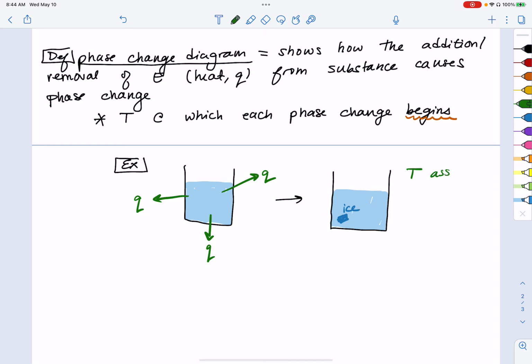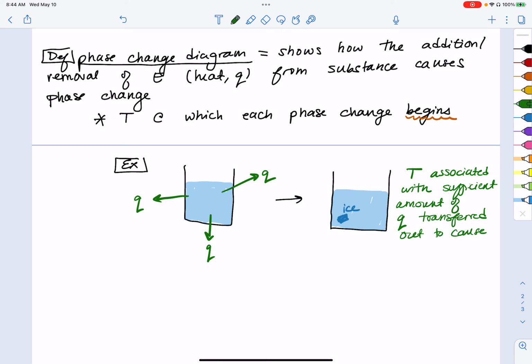that's associated with the sufficient amount of heat transferred out to cause our freezing. All right, let's keep this going.